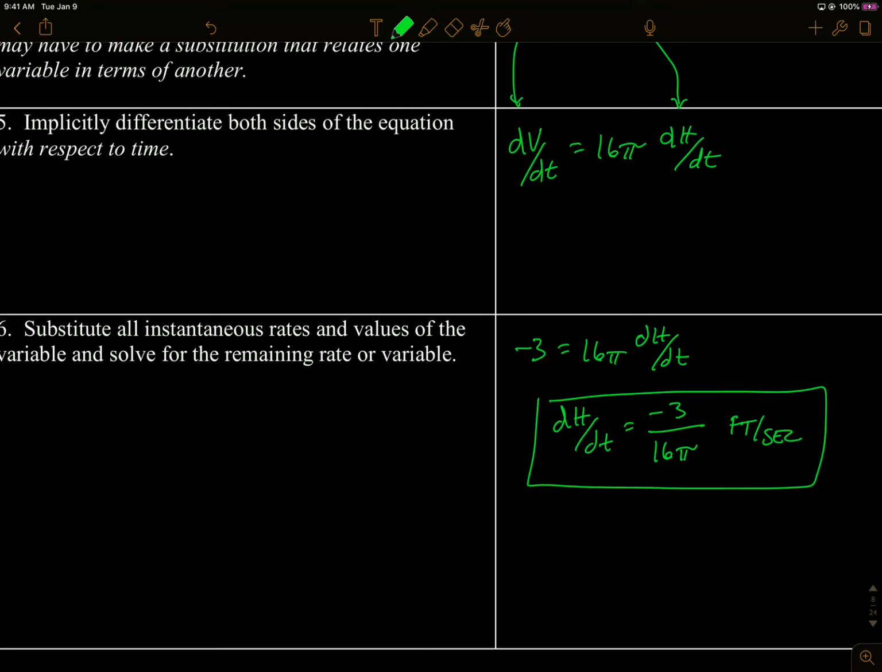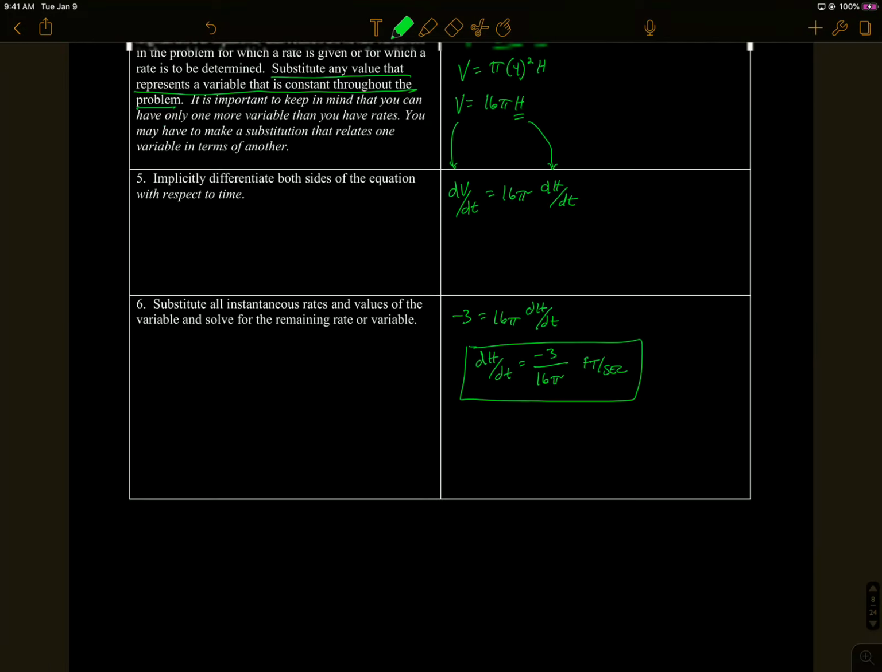So that means since the rate is negative, the height of the water is changing at that rate, negative whatever that number is, 3 over 16 pi feet per second. It's decreasing at that rate, or it's getting smaller.